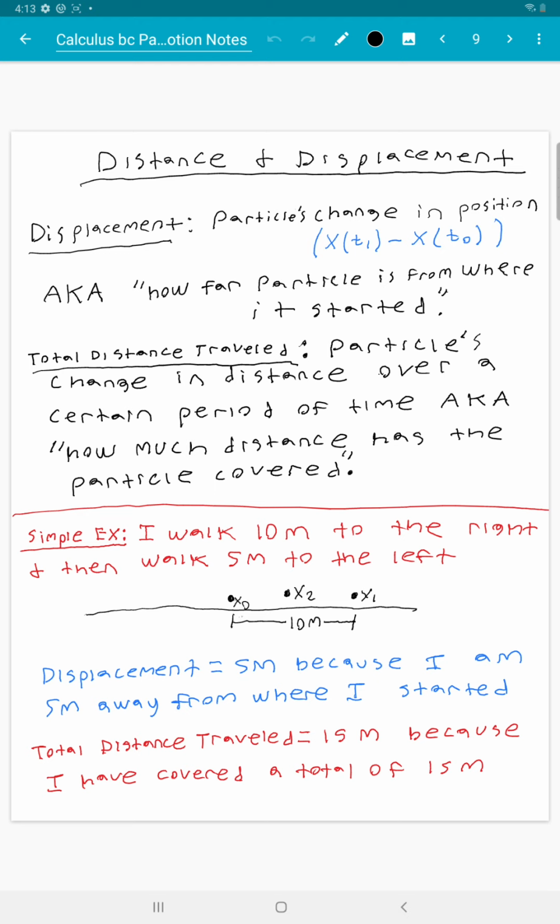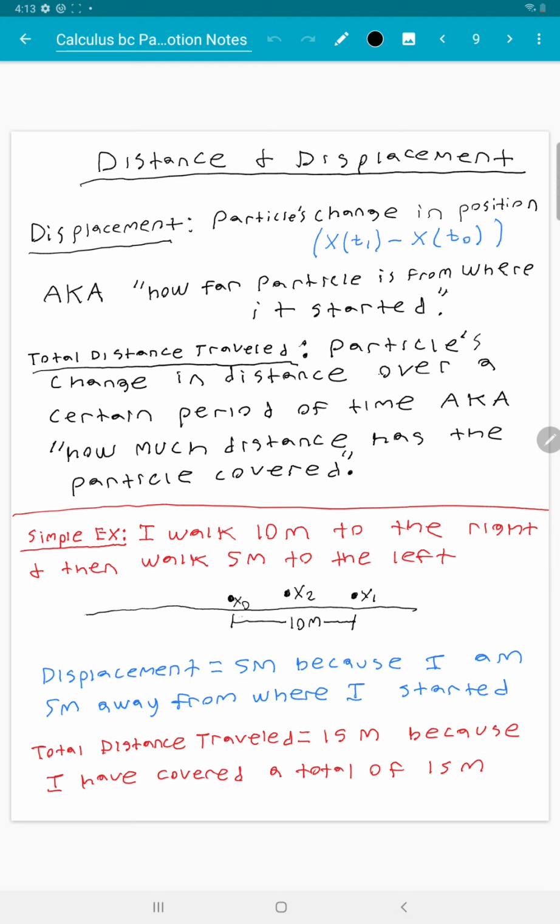So the simple example is I walk 10 meters to the right and then I walk 5 meters to the left. My initial position is x0. I walk 10 meters to the right. I'm at x1. And then I walk 5 meters to the left. I'm at x2.